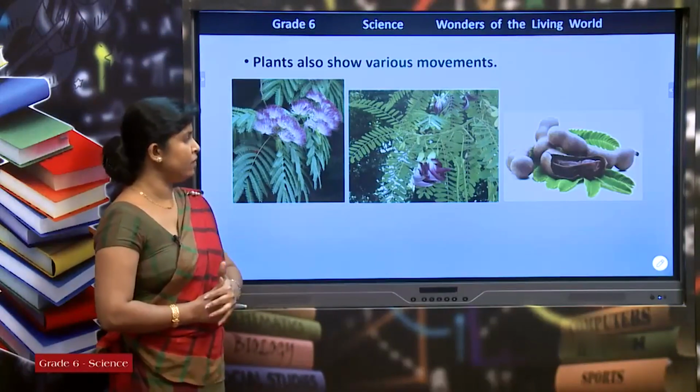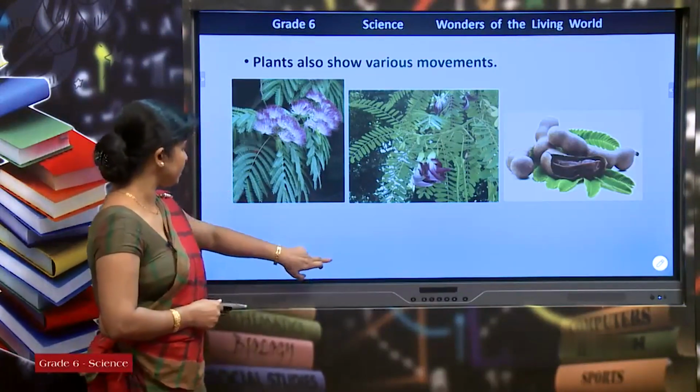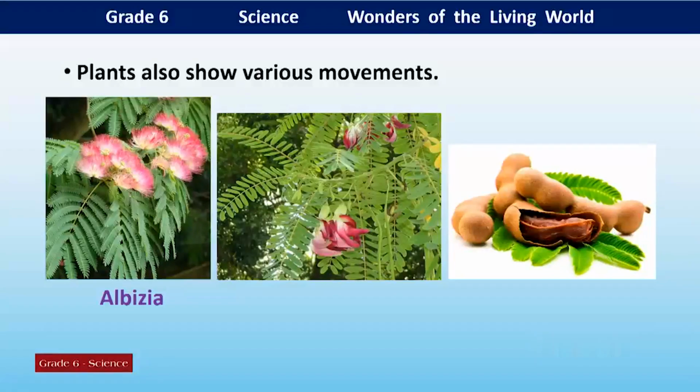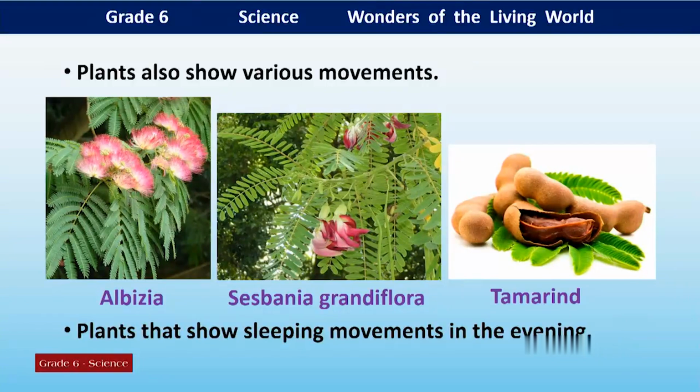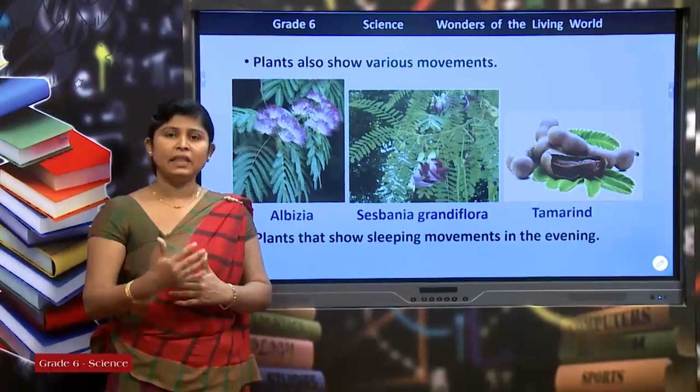I have given you 3 varieties of plants: Albizia, then Sesbania grandiflora, it is known as Katurumurunga in our common usage, and Tamarind. There are 3 plant varieties. The speciality regarding these 3 plant varieties is they show sleep-in movements in the evening, right? Have you ever observed this? Yes. These plants show sleep-in movements in the evening.